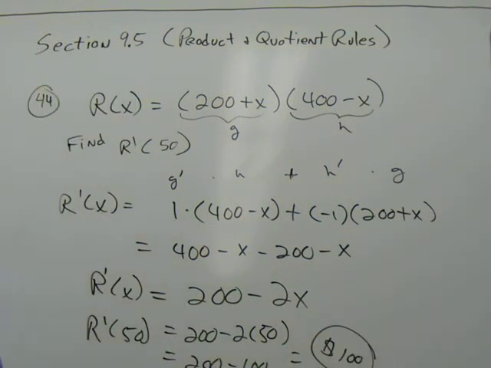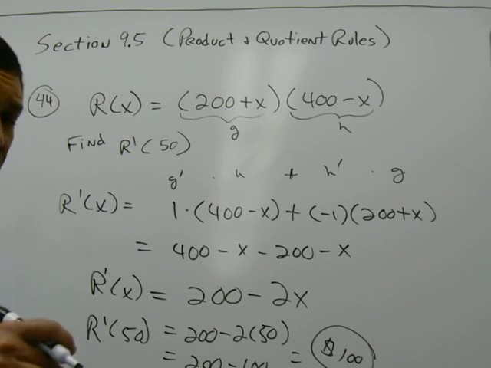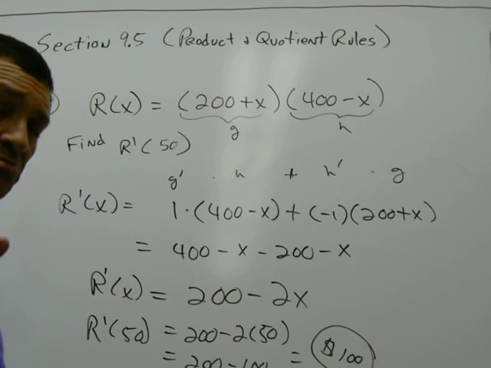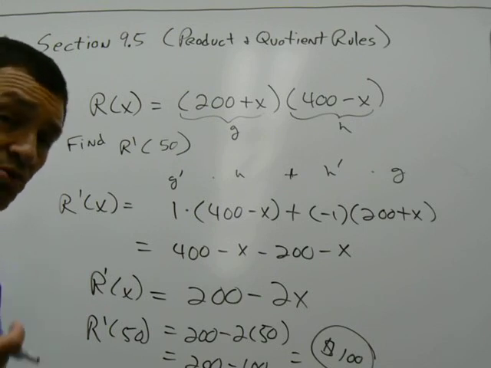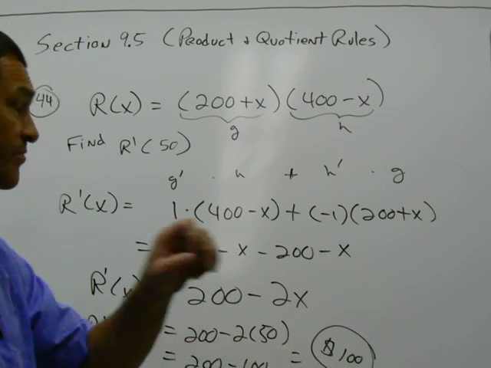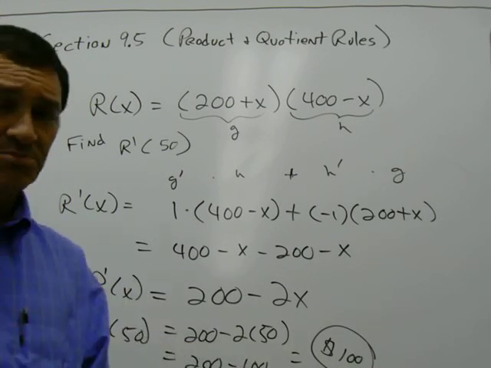Now, what that means to me is when production or sales is currently at 250 television sets, if I were to increase production or sales by one set to 251 sets, how would that impact my total revenue for the business? I would make $100 more in revenue, is the way to interpret that. That's problem 44.